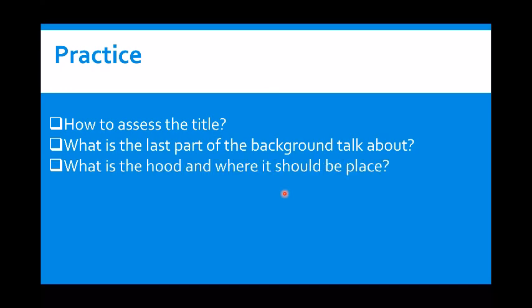Okay, so let me mute everybody, and let's move to the next question. What is the hook? This is a typing error. What is the hook and where should it be placed?